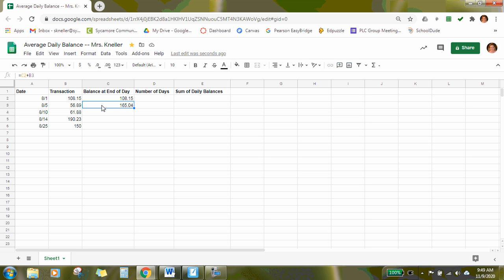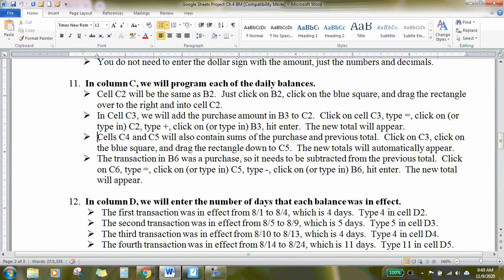Now we would keep doing that for 8-10 and 8-14. So you could type all of them in, but since we're just going to be adding the new cell to the previous, we can click on this blue rectangle, click on the square, and then drag it down. So we get those totals for the other 2 days. So we can use our shortcut there. Okay. And that's in the directions here for cells C4 and C5.